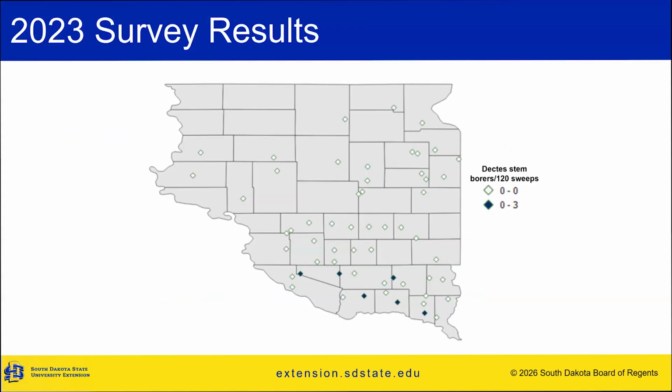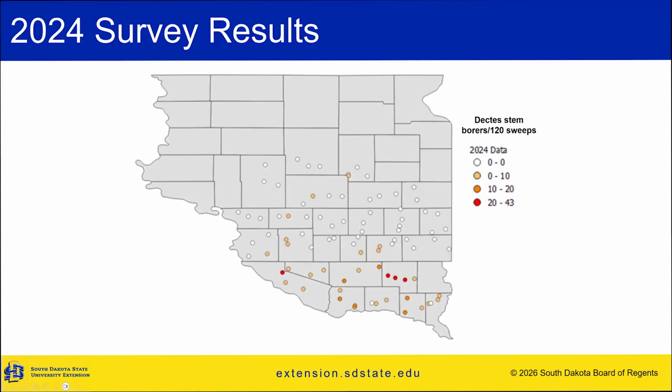In 2023, it seemed like we were finding somewhat isolated small populations, but we believe maybe we were just a little too gung-ho and we got out into the field too early. Because if we compare 2023 to 2024, we are seeing 0 to 3 adults per field in the ones where we detected them in 2023, and in 2024, just by moving our sampling back a little bit, we are seeing populations as large as 20 to 43 adults per field. And so that's a lot of Dectes stem borer adults.